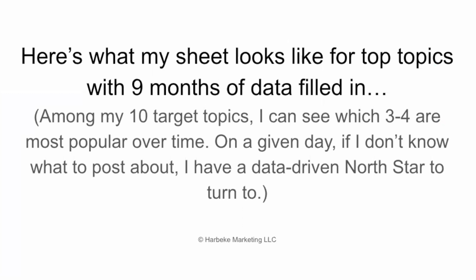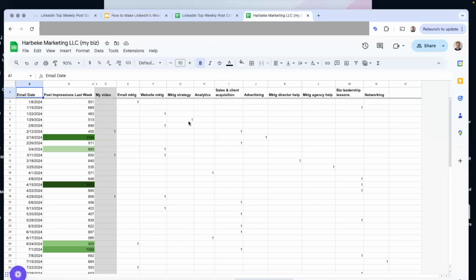What's really helpful about this is that on a given day, if I have writer's block, if I'm stuck, if I don't really know what I should be writing about, then I go through this sheet, and through this quick work of jotting down some quick data from each weekly email from LinkedIn, I have a data-driven North Star to turn to. Okay, so here's my sheet.